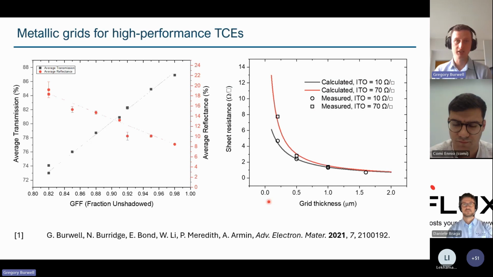And this is real data from different types of metallic grid structures that were fabricated at our facility. So we measure the optical and electronic properties of these. What we track here, the figure of merit, would be the geometric fill factor or the fraction unshadowed, and we can do that by designing the lithographic structures on the substrate. And with that, we can also change the grid thickness, so the in-plane thickness of the metallic grid, and achieve an equivalent sheet resistance, which is not obtainable using a single bulk TCO material.